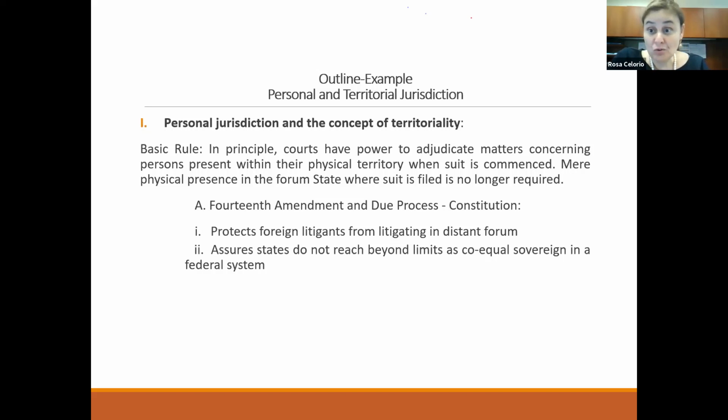And then I incorporate the constitutional issue here, the 14th Amendment and the Due Process Clause, and this is based on the Asahi ruling. The Due Process Clause protects foreign litigants from litigating in distant forums. And also in a way, it is applied by the court in Asahi as a layer of protection to protect manufacturers that are foreign, that don't have physical presence in the forum state. And it also assures that states do not reach beyond limits as co-equal sovereigns in a federal system. That's a policy statement that the court makes in the Asahi case, right? This is part of the dicta.